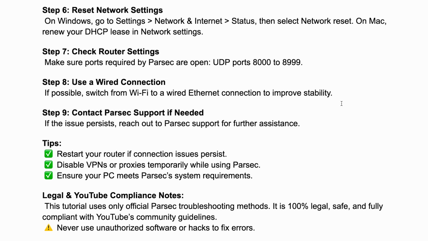Then check the router settings. Make sure ports required by Parsec are open. UDP ports 8000 to 8999. Then use a wired connection. If possible, switch from a Wi-Fi to a wired Ethernet connection to improve stability.